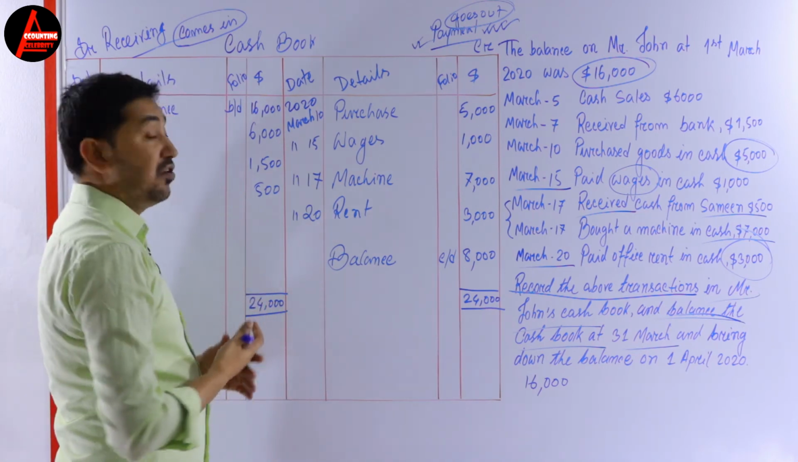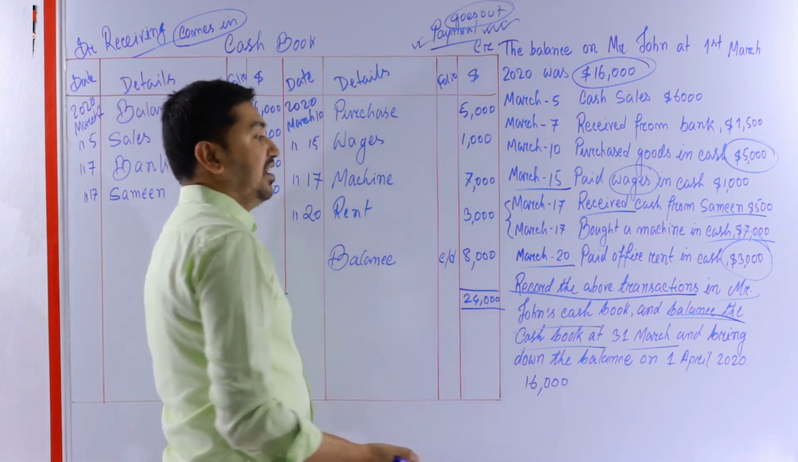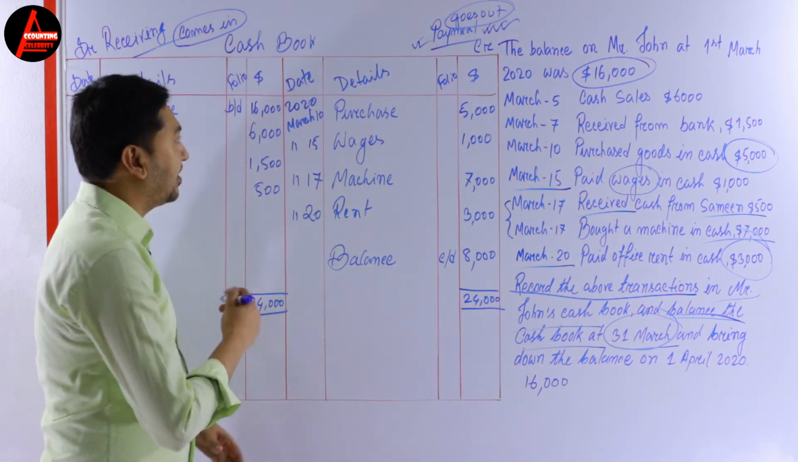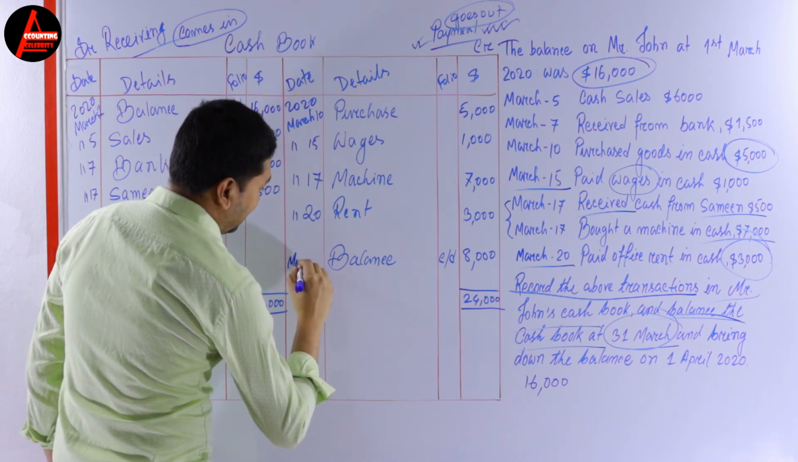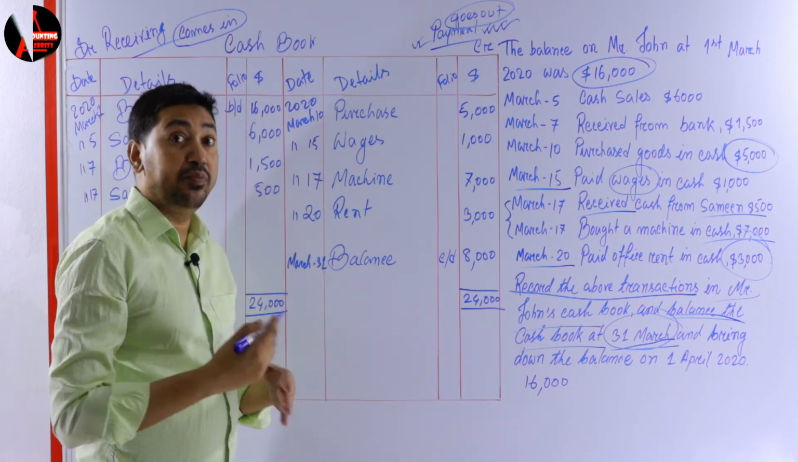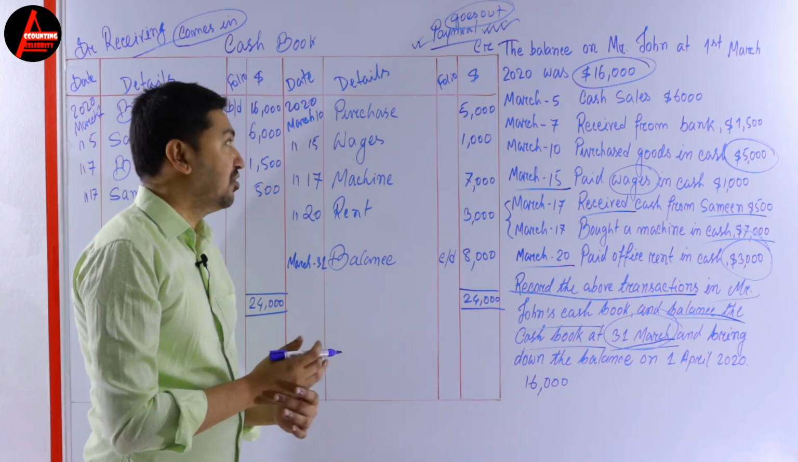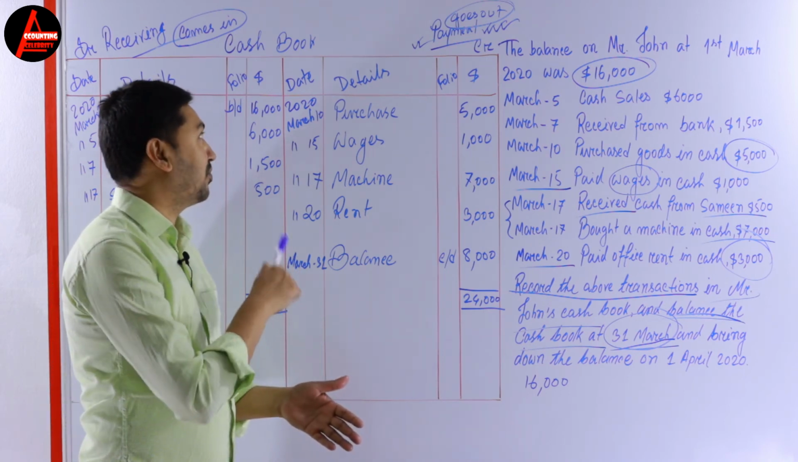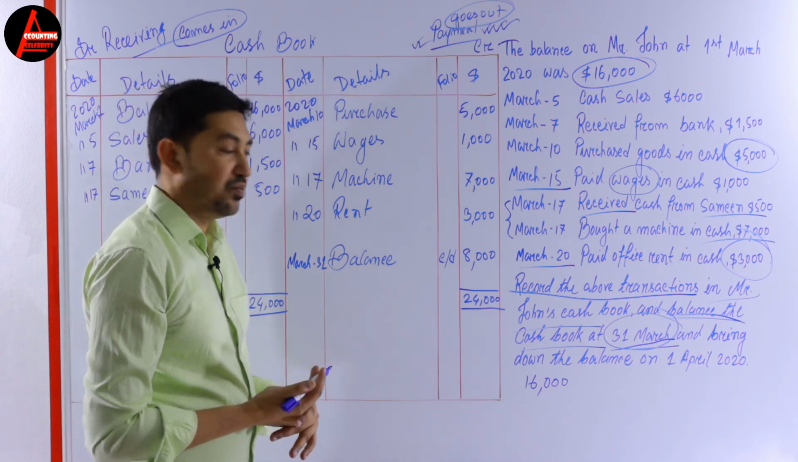And then you need to write the date. Okay, you need to record the date. What date? The date is given here, 31st March. So right here, March 31st. The date for balance CD will be the last day of the month you are doing this account for. You are doing this account for the month of March. So what is the last day of March? It is 31st. Okay, 31st March.